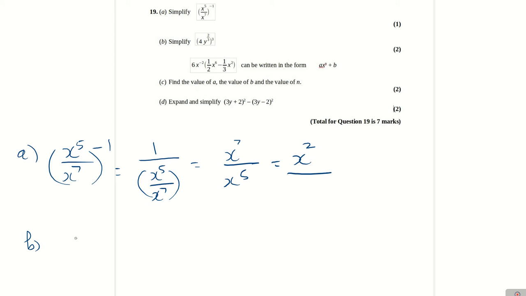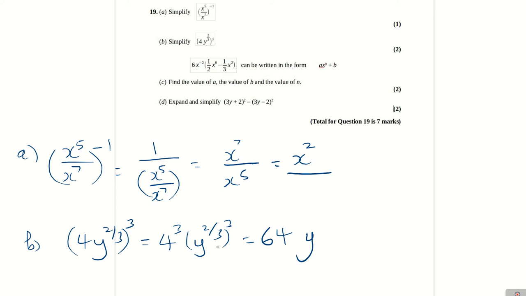Part B, 4y to the power 2/3 in brackets raised to the power 3. Now we separately have to raise 4 and y to the 2/3 to the power 3. So we've got 4 cubed, y to the 2/3 cubed. 4 cubed is 4 times 4 times 4, which is 64.